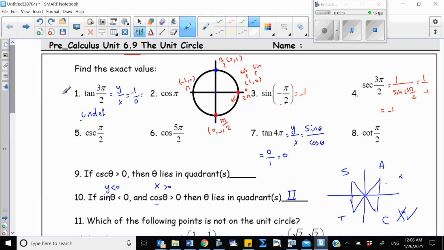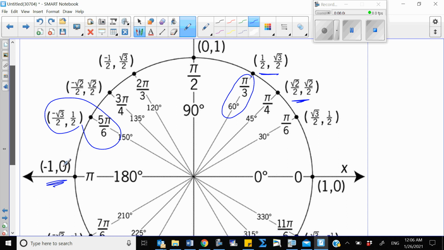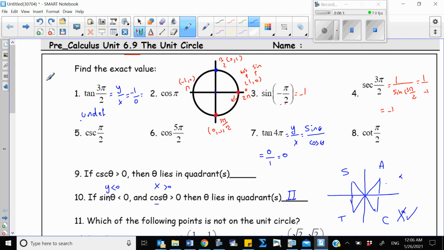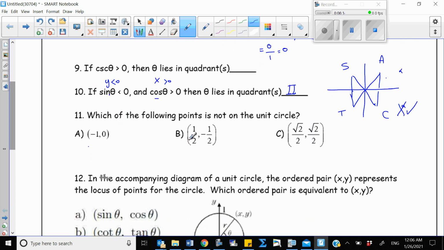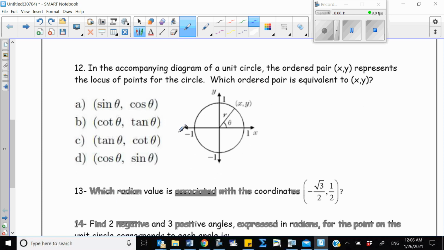The values are -1 and 0, 1/2 and -1/2, √2/2 and √2/2. So do I have them? Yes, -1 and 0 is here, √2/2 and √2/2 is here, but 1/2 and -1/2 is not here. That's all you needed to do for this one. So we say that which one is not on unit circle? It's this one.